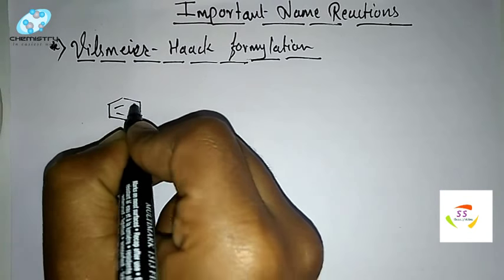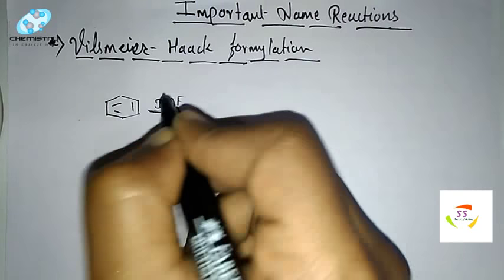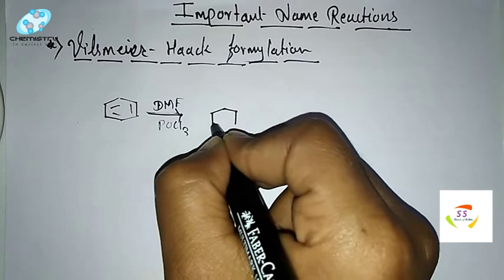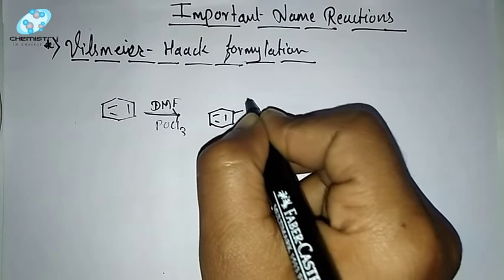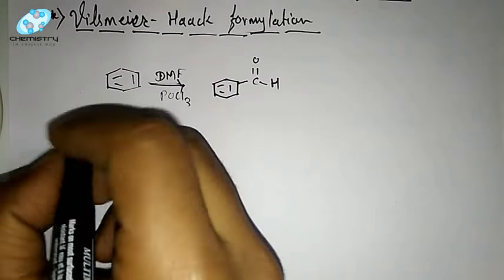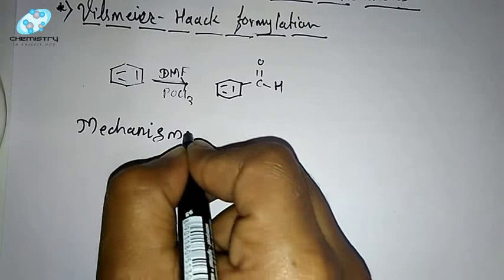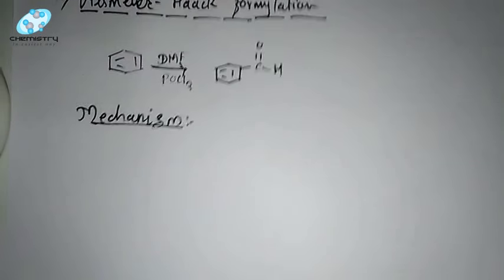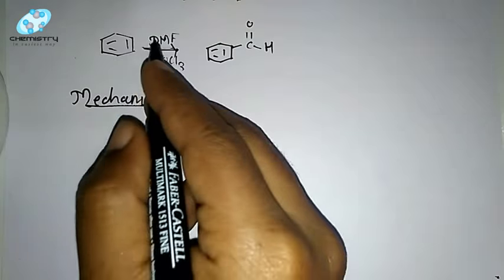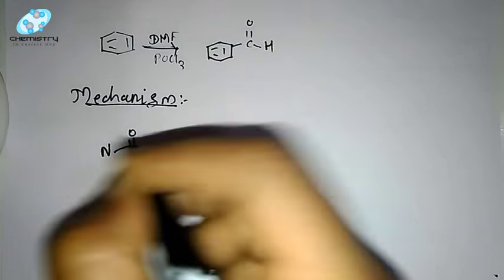Okay, Vilsmeier-Haack formylation. So here is benzene with DMF, meaning dimethylformamide, and POCl3. It gives a product. Instead of benzene, if you were using any aromatic compound like aniline, anisole, or phenol, you would get the corresponding aromatic aldehyde.